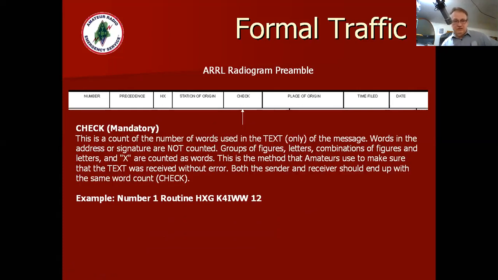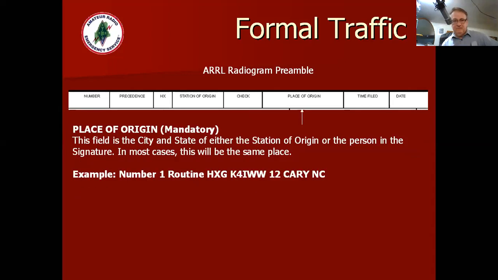Now the check. This is the number of words in the text, only the text, and the words in the address and signature are not counted. Groups of figures, letters, combinations of figures and letters, and an X are also counted as words, and the X we'll get to. This method is where amateurs make sure that the text was received without error. Both sender and receiver should end up with the same word count, and that's a check.